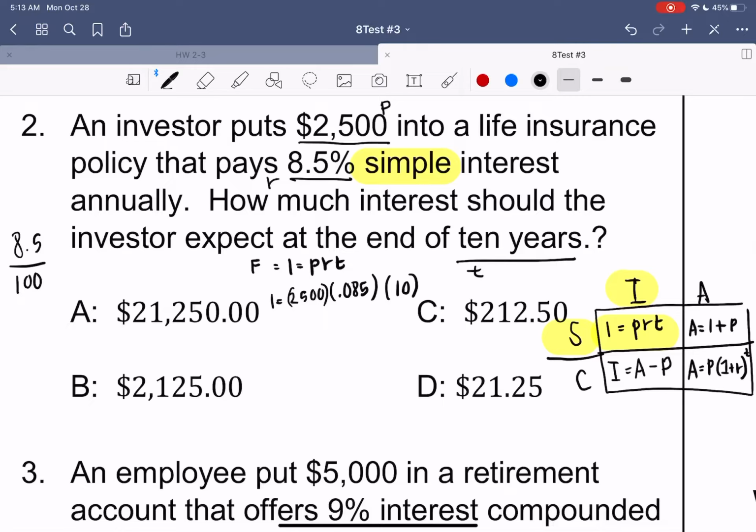And that's going to give us, so here's my substitution. And my solving, when I multiply all the way across, is $2,125. So here we have 21,000, that's not right. Here we have 212, and here we have 2125. So we're going to be left with B as our final.